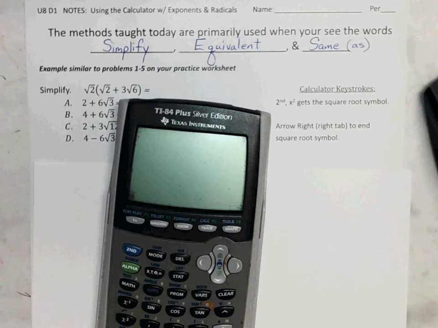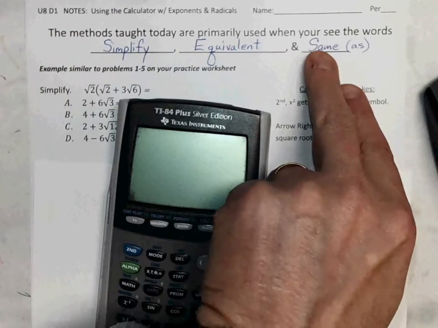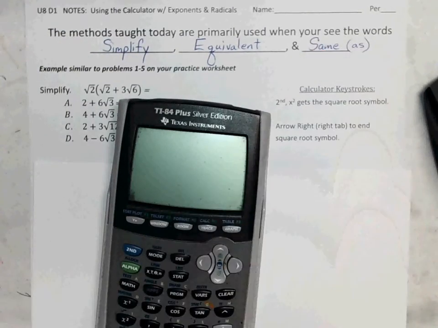This is primarily taught whenever you see the words simplify, equivalent, or same. You might also see same as. We're going to be dealing with radicals, also known as square roots and roots, and we'll also be dealing with exponents. Now, some of you know your exponent rules. If you know how to do those using your exponent rules, God bless you. Go ahead and use that. This is primarily a test-taking strategy, and we're just basically going to match the question with the right answer.